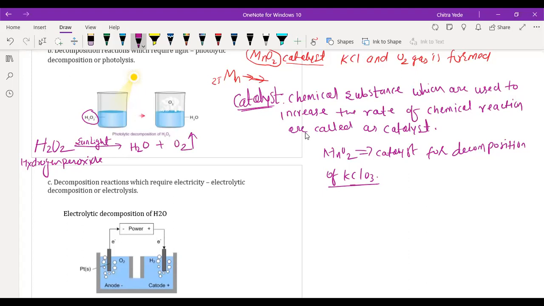Again, in order to balance, I'm going to write 2 here and 2 here, because one H2O2 will release only one oxygen atom. So in order to produce O2, we need 2 oxygen atoms. That's why we have taken 2 H2O2 molecules. Now the reaction is balanced. Here sunlight is acting as a catalyst. It helps in the dissociation of hydrogen peroxide into water. This reaction also shows a dissociation reaction. Understood?